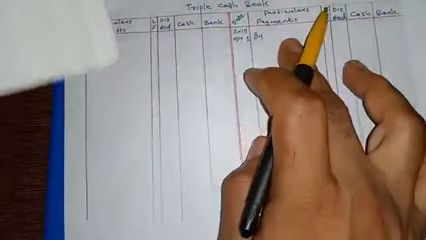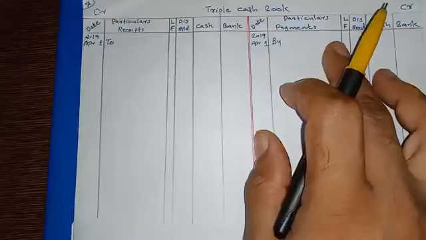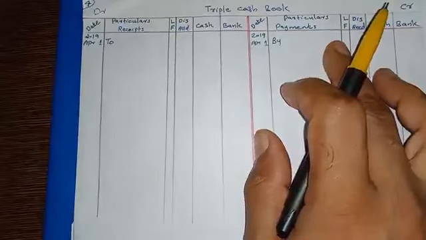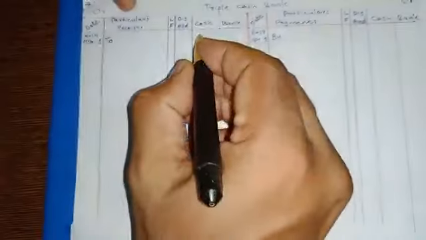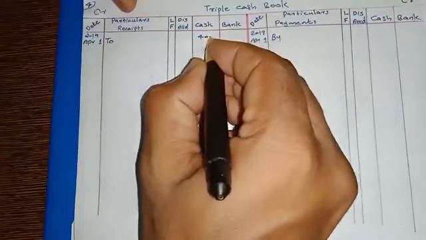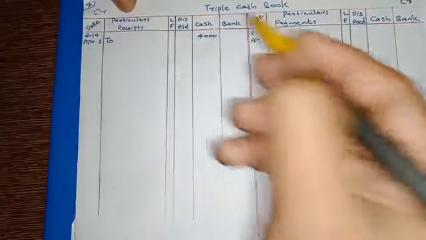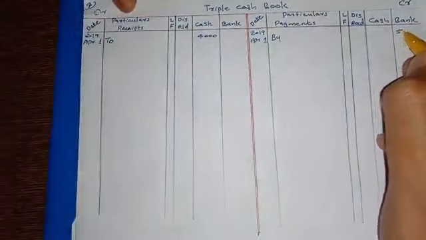It means this side we are writing this side. This is the debit side. So cash balance we are writing this side, and bank balance we are writing this side. So with that we are starting this our cash book. So the first amount is 4,000 we can write in the cash column, not in bank column. Then 50,000 we are writing in the bank column.